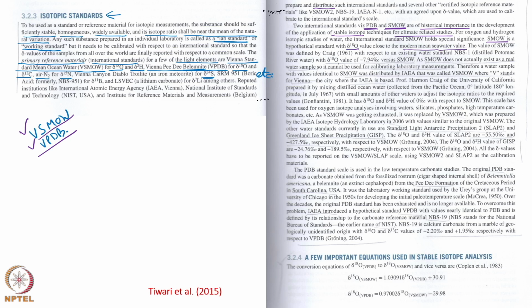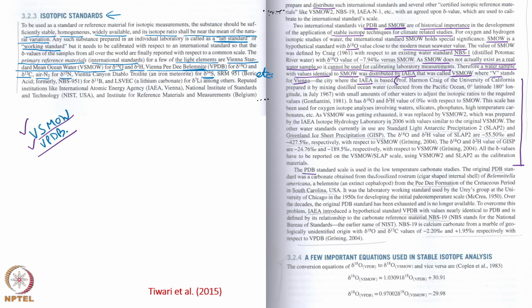The value of SMOW was defined by Craig with respect to an existing water standard, NBS 1. SMOW right now does not actually exist as a real water sample, so it cannot be used for calibration in laboratory measurements. Therefore, a water sample with values identical to SMOW was distributed by a lab, and that is called the VSMOW, where V stands for Vienna, the city where the organization IAEA is established. Now, from here onward is the detail the student can go through if interested.